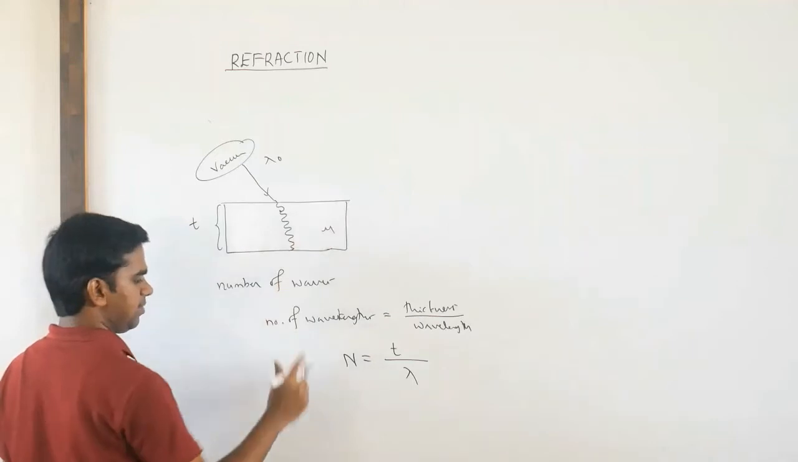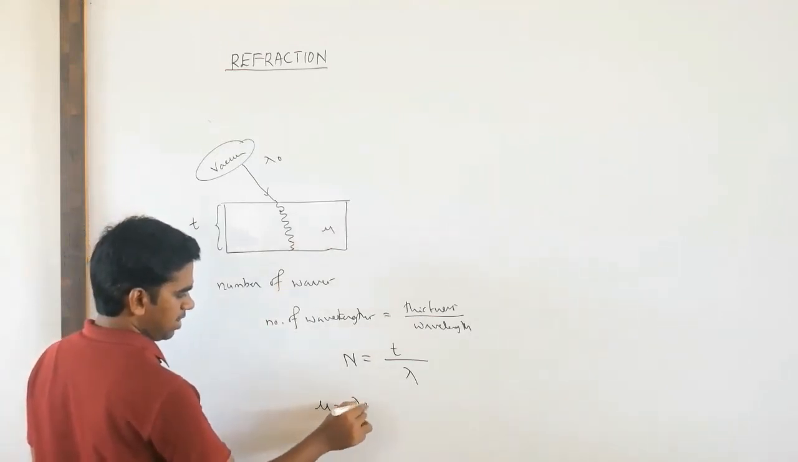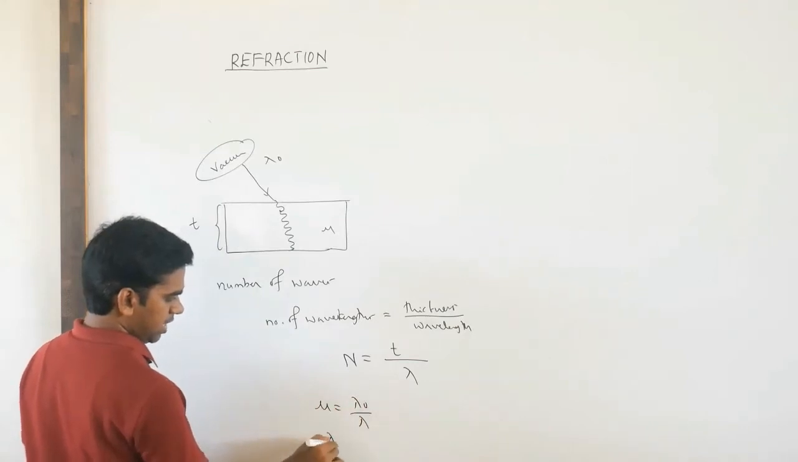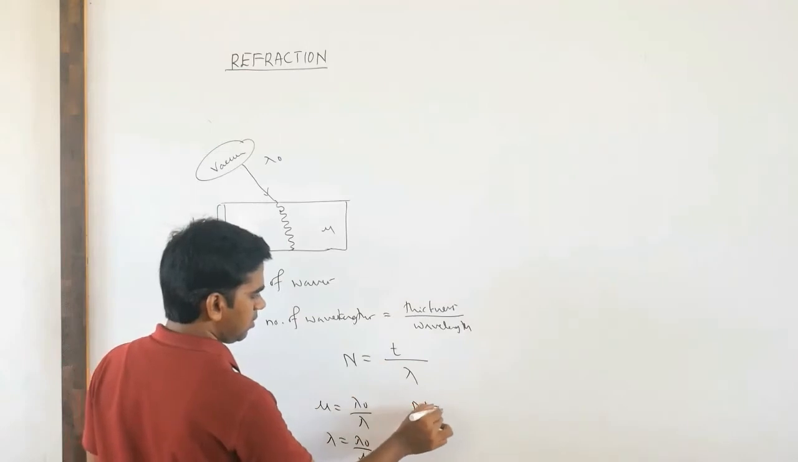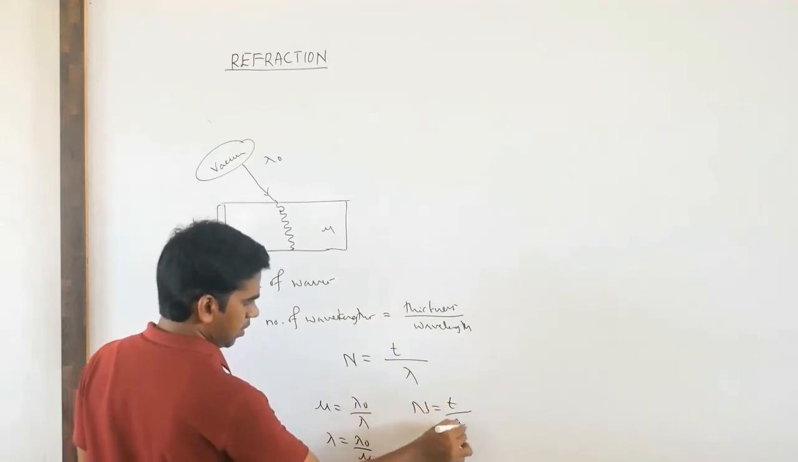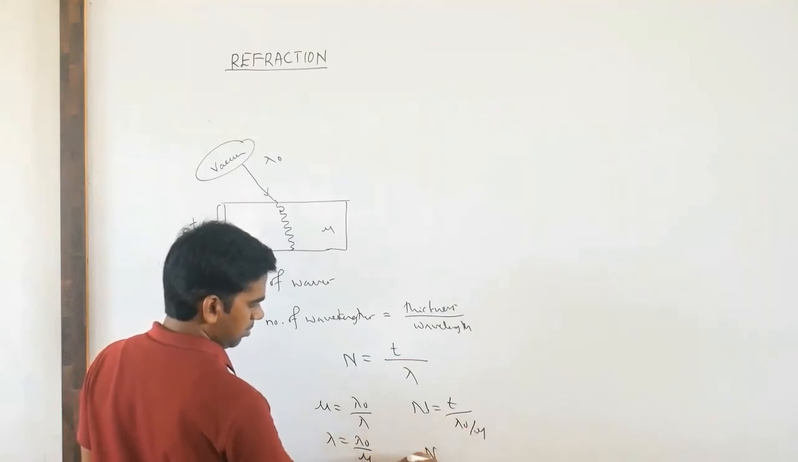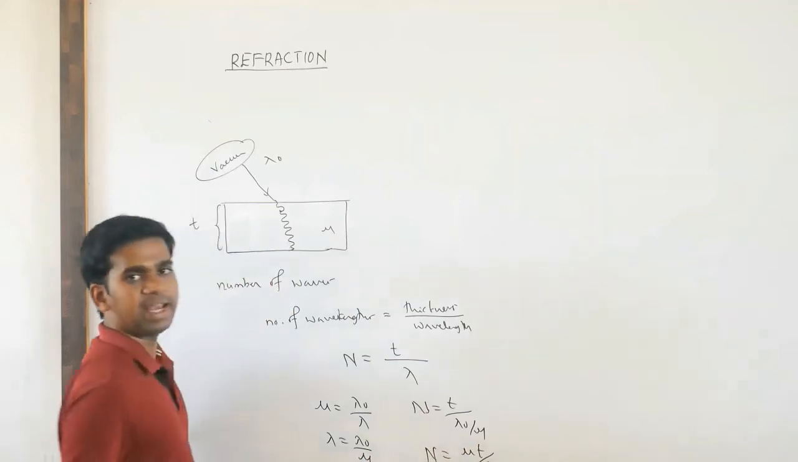We know that refractive index mu, you can write n also, equals lambda naught divided by lambda. So lambda equals lambda naught divided by mu. Substitute here: n equals T divided by lambda naught by mu. So the number of waves equals mu T divided by lambda naught.